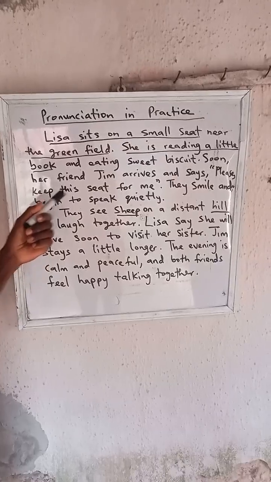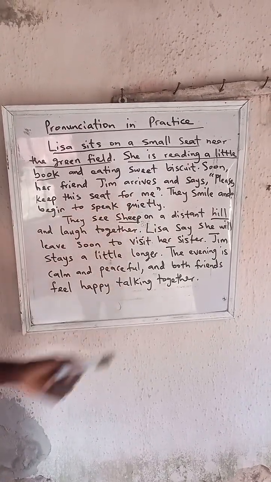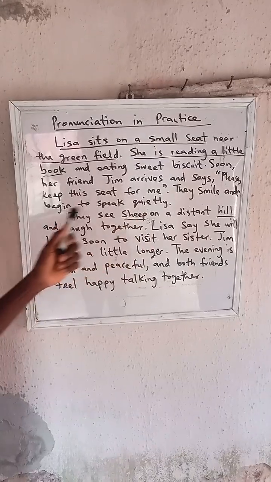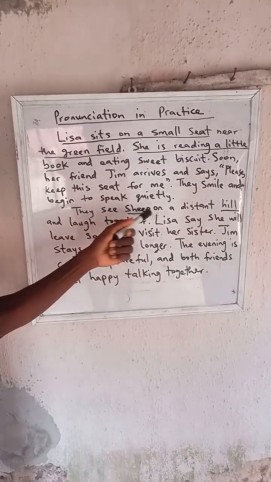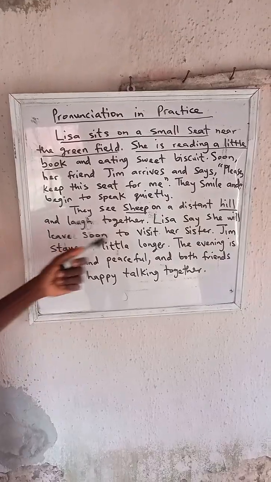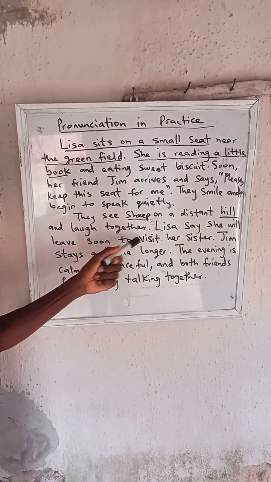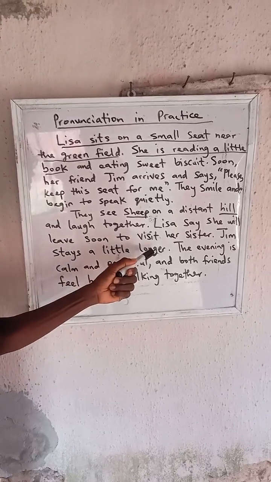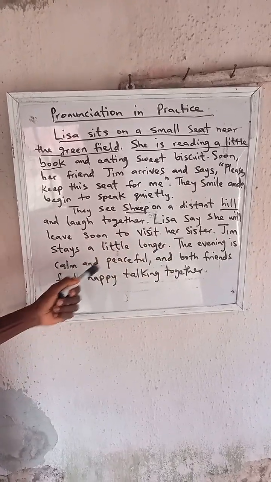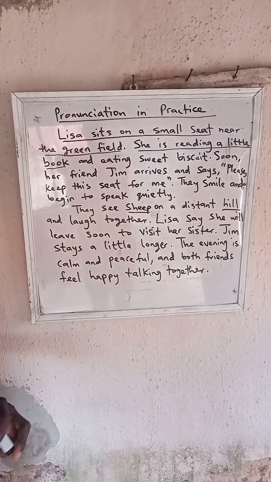Soon her friend James arrives and says, "Please keep this seat for me." They smile and begin to speak quietly. They see sheep on the distant hill and laugh together. Lisa says she will leave to visit her sister. James stays a little longer. The evening is calm and peaceful, and both friends feel happy talking together.